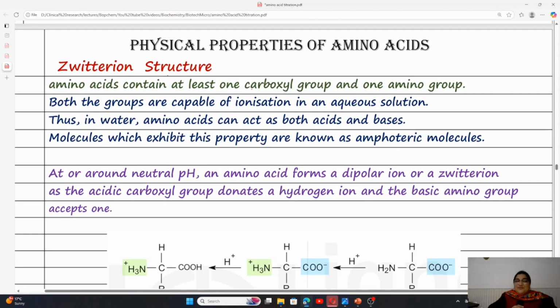Hi everyone, I welcome you all to this online lecture on the titration of amino acids. And today we will be understanding the titration of amino acids.